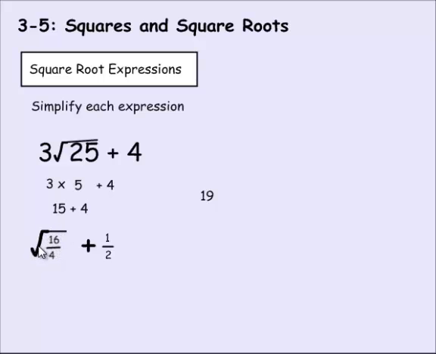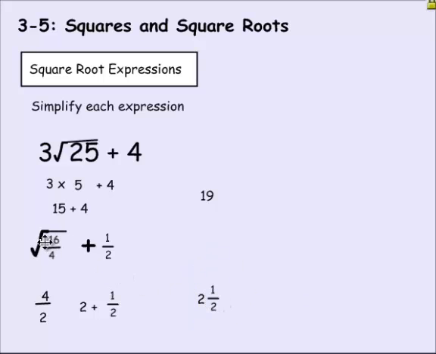Let's do the square root of each and then do our dividing. So the square root of 16 would be 4. The square root of 4, 2 times 2 equals 4, so we'd have 4 divided by 2. 4 divided by 2 equals 2. So we have 2 plus 1/2 here. 2 plus 1/2 would be 2.5 for our answer. And there we have it, 2.5.